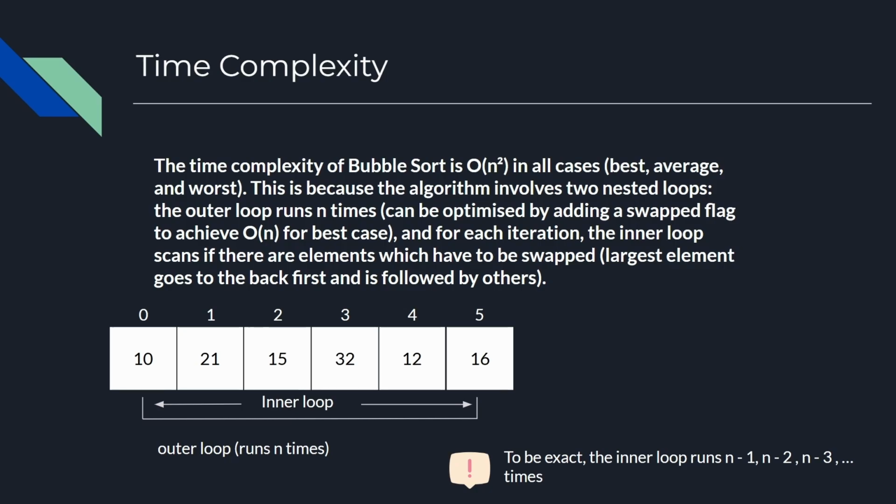However, bubble sort can be optimized, and it can be done by using a swapped flag. We can reduce the time complexity to O of n in the best case, like when the array is already sorted. If no swaps occur during the pass, the algorithm can stop early, saving time, unlike our current implementation, which will still iterate even if our array is already sorted.